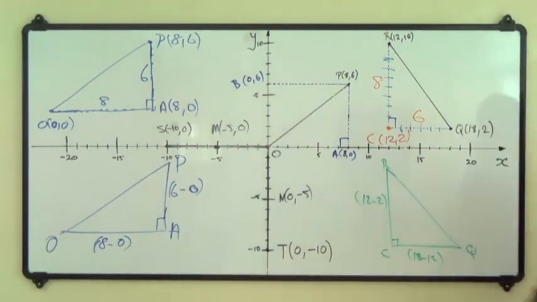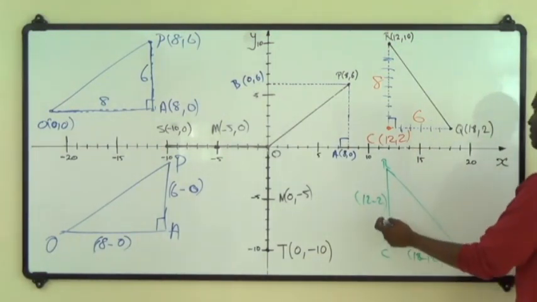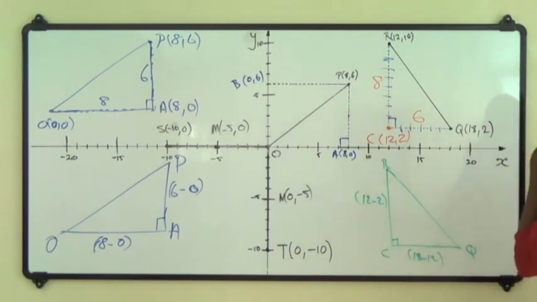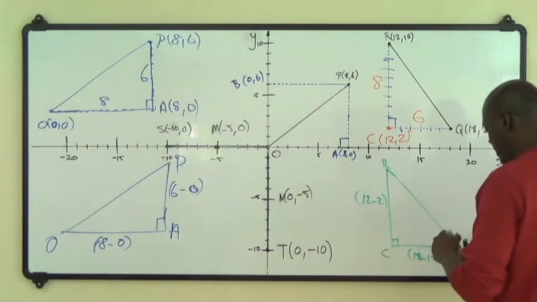Over here, 12 minus 2 is 10. Sorry, it's 10 minus 2. Oh my word. Sorry.